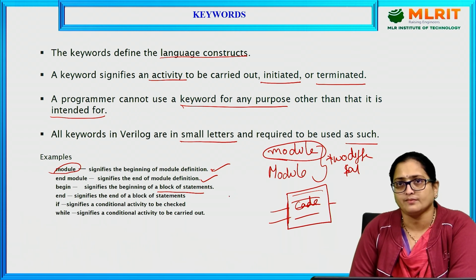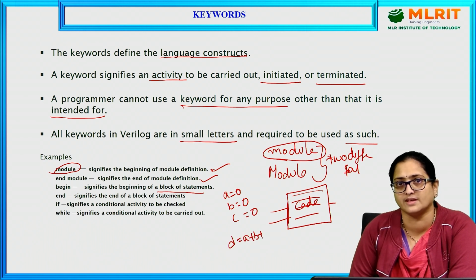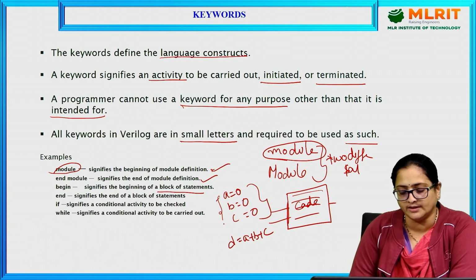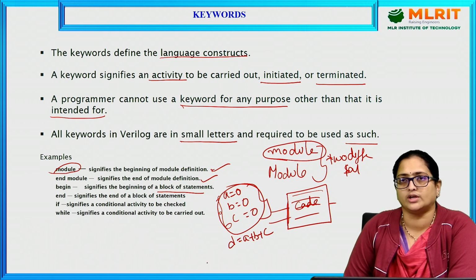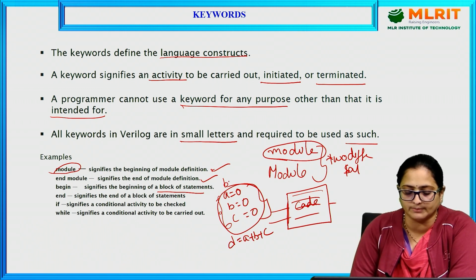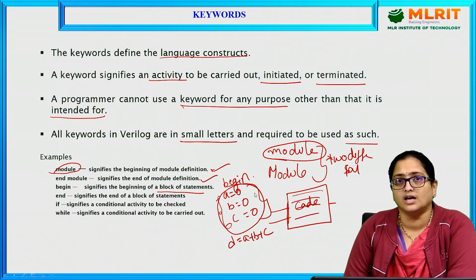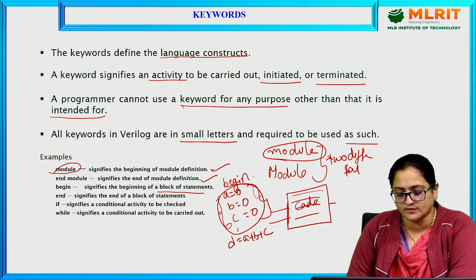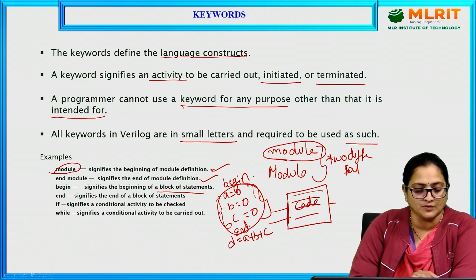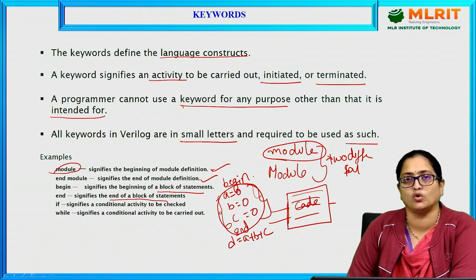For example, if I want to use A is equal to 0, B is equal to 0, C is equal to 0 to perform B is equal to A plus B plus C, and I have assigned all 3 values, then this block of statements can be started by using the keyword begin. This begin specifies the beginning of the block of statements, and the end of this block of statements can be given with end.